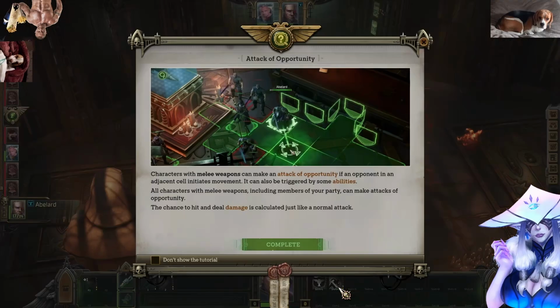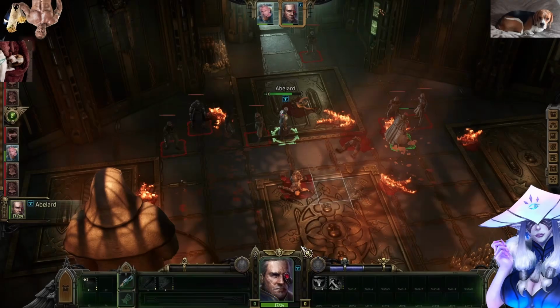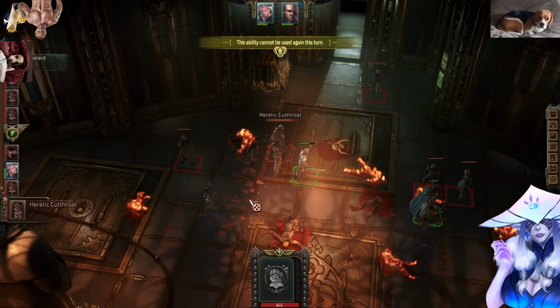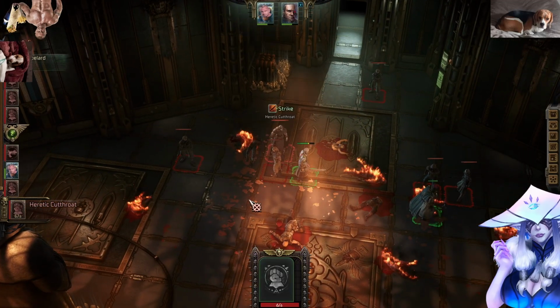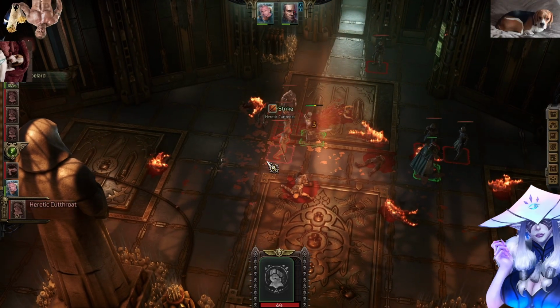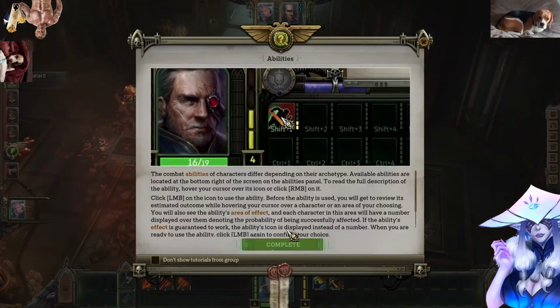Wait, charge doesn't... Characters with melee weapon can make an attack of opportunity. Yeah, cool. I serve the ruinous powers. Pain and duty go hand in hand. Crush the feeble. Well, they're all around him.